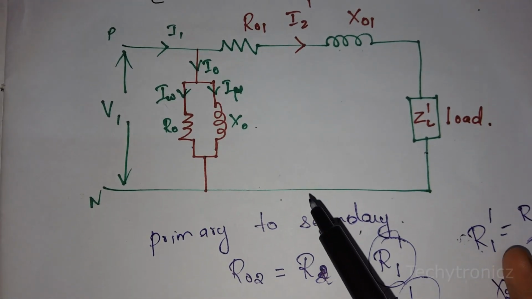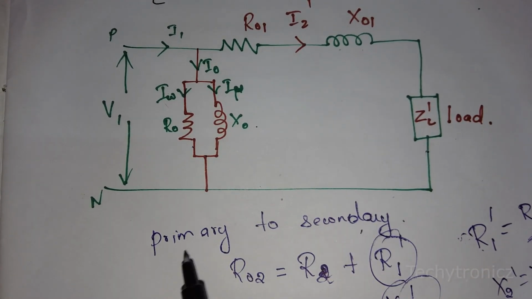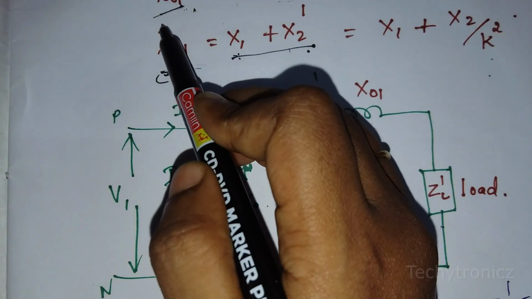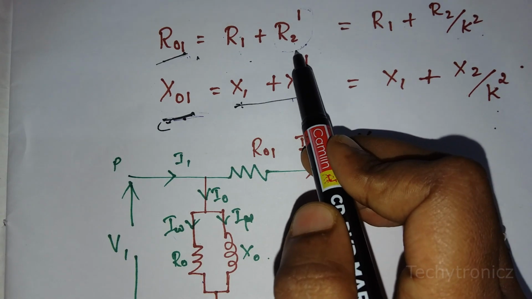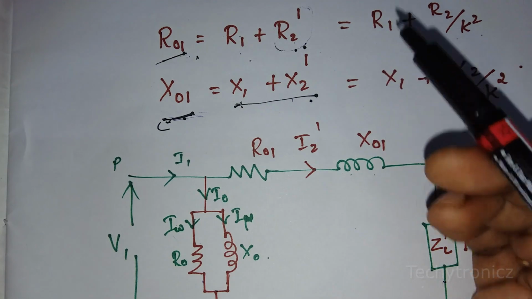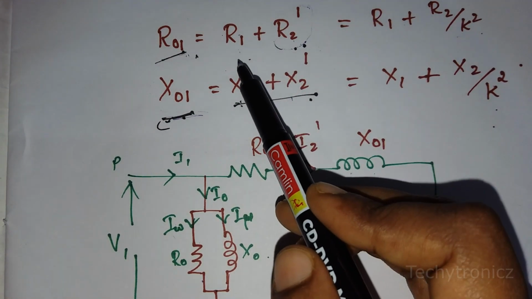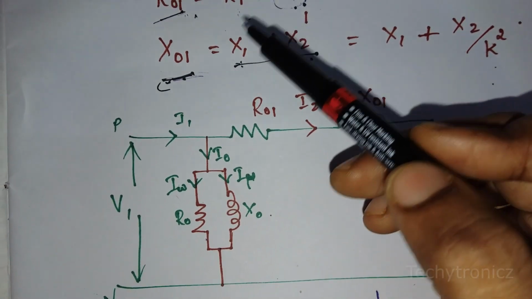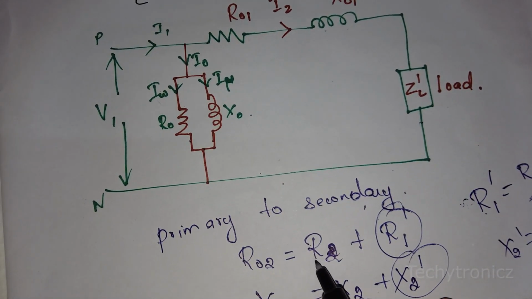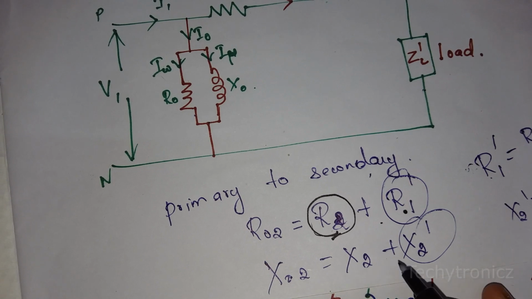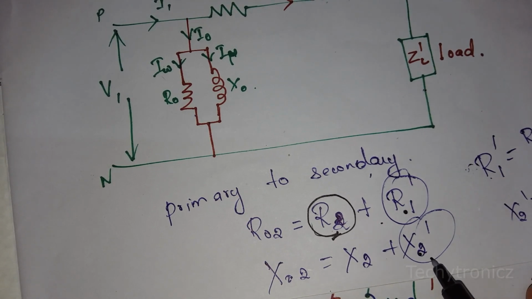Now if we want to transfer the components from primary to secondary, what will be the equation? Here R01 is equal to R1 plus R2 dash. R1 remains constant, only the secondary component will change. For primary to secondary, the primary component will get changed. Therefore R02 is equal to R2, the secondary component remaining constant, plus R1 dash, and X02 is equal to X2 plus X1 dash.